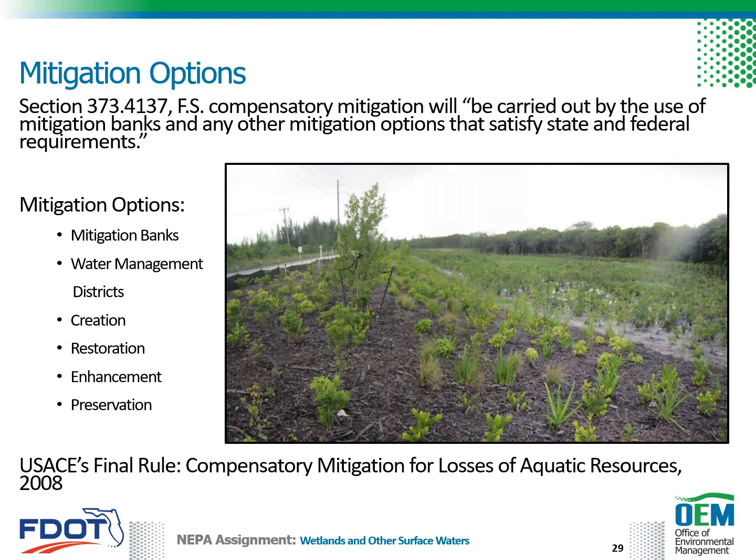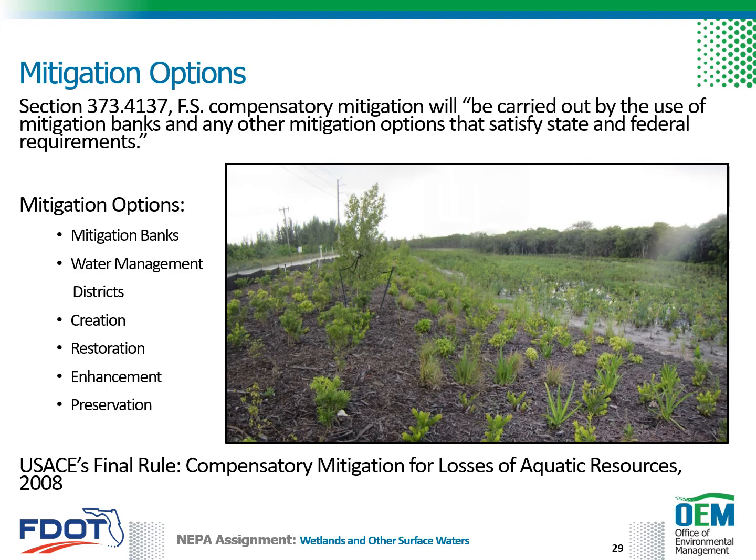As per Section 373.4137 of the Florida Statutes, compensatory mitigation of wetland impacts resulting from FDOT projects will be funded by the Department of Transportation and be carried out by the use of mitigation banks and any other mitigation options that satisfy state and federal requirements. FDOT typically offsets wetland impacts at mitigation banks through funding of mitigation services by the water management districts or through in lieu fee mitigation.